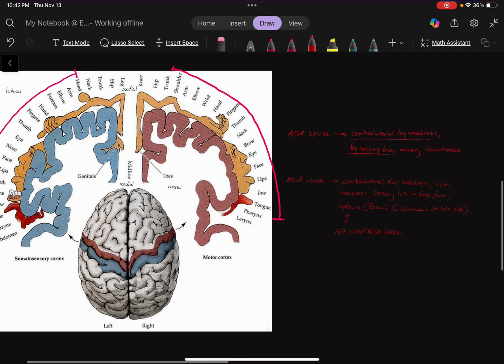So let me just write that down. So right-sided MCA stroke, it can lead to neglect or ignoring half the world.